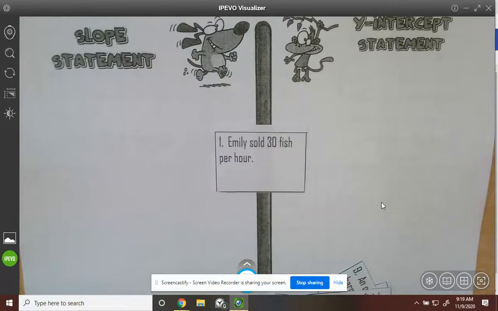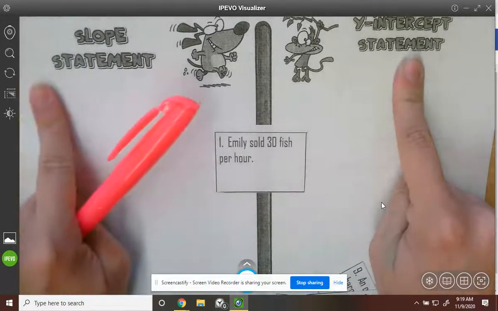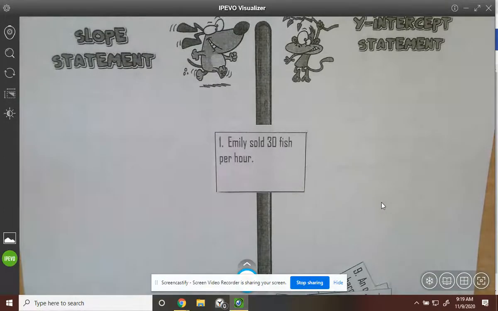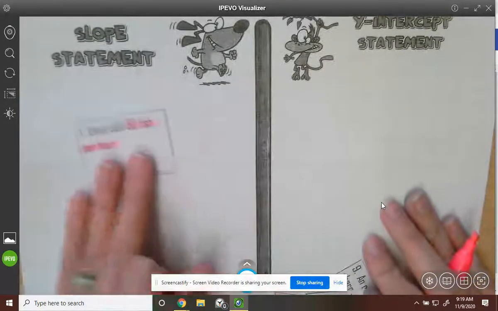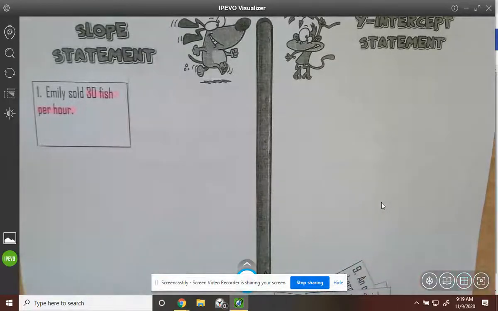Emily sold 30 fish per hour. Is that going to be a y-intercept statement or a slope statement? It's going to be a slope statement because it's 30 fish per hour. Every hour, she's gaining 30 fish. So that would keep going up to create that slope.